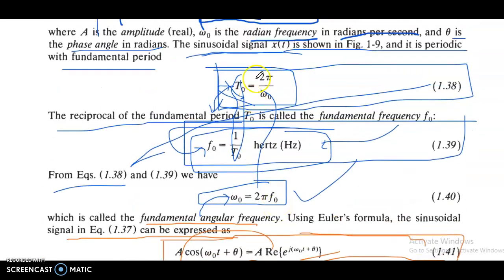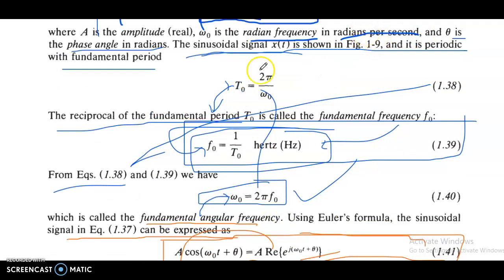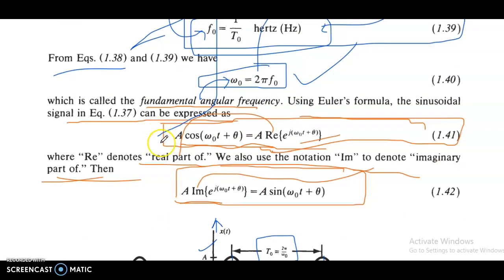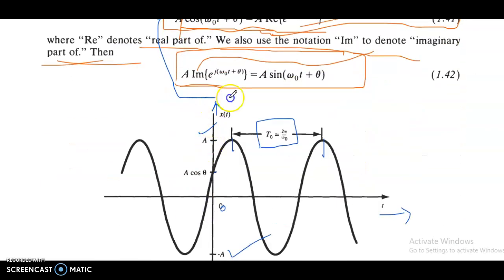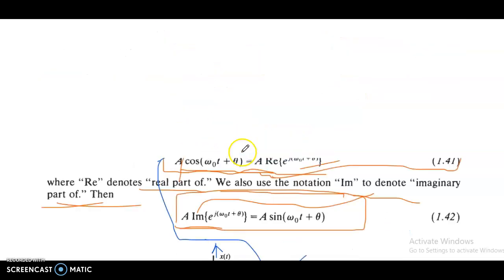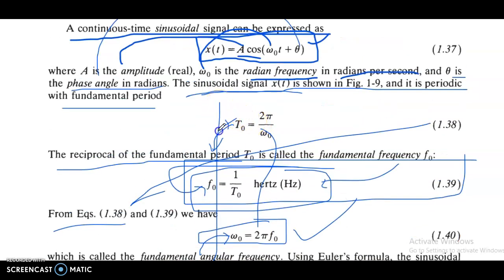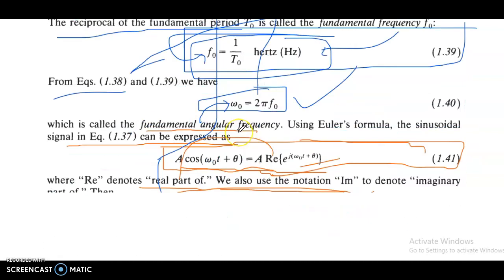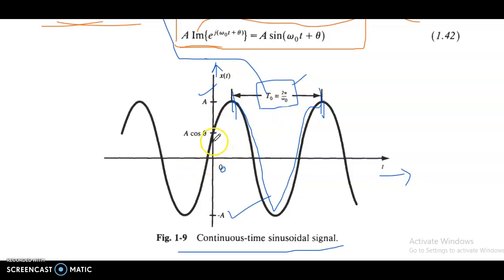Here T naught is shown as 2 pi by omega naught, which means from the start here up to here. Up to here, T naught equals 2 pi divided by omega naught. This is A cos, A plus, A minus, x of t. Here is 0. This is the x-axis, the time. The y-axis is x of t, a function of t.